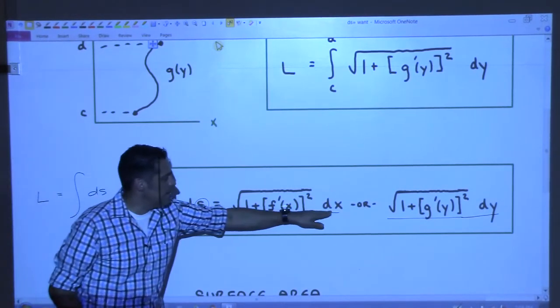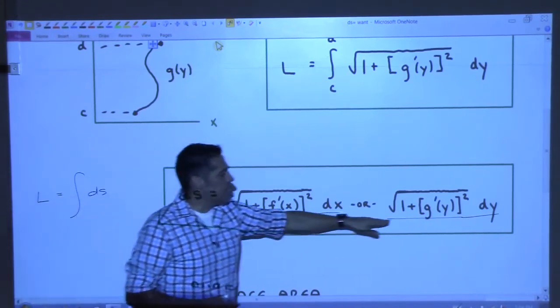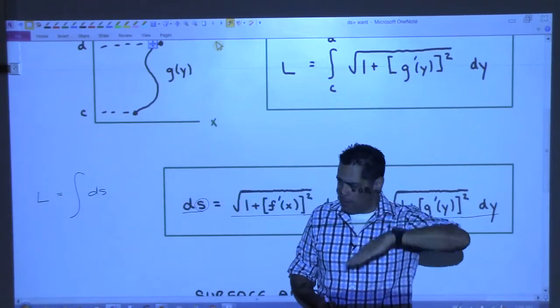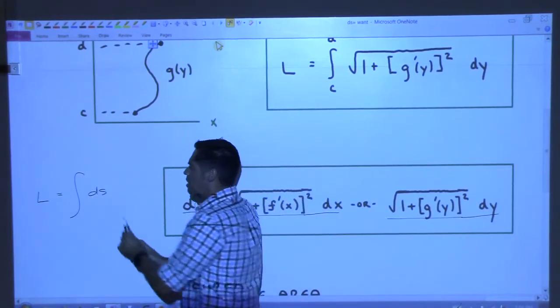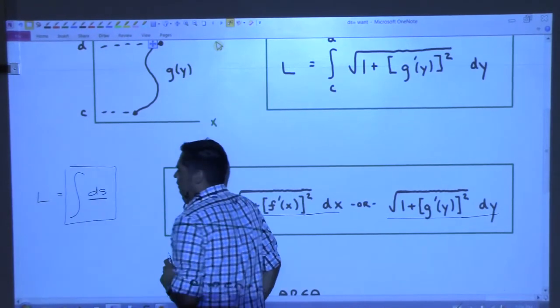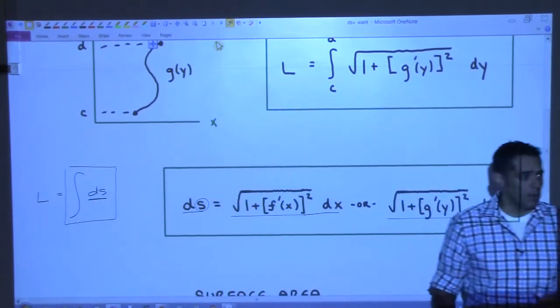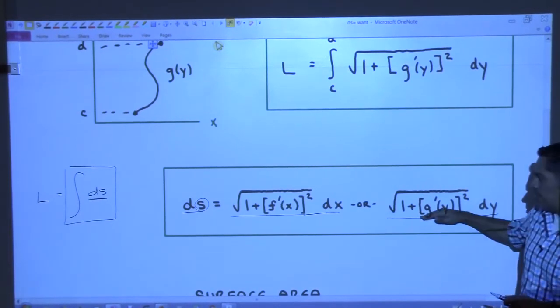If you use this one, your limits of integration will be your values of x. If you integrate this one, it's going to be the values of y. Make sense? Okay, so this is a very general kind of formula, but from here on out, you should look at that as being the arc length. Okay, ds is the arc length formula, which is this or that.